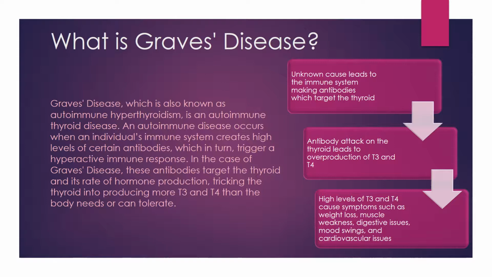So if we break it down into steps, an unknown cause leads to the immune system making antibodies which target the thyroid. Those antibodies attack the thyroid and lead to overproduction of T3 and T4. And high levels of T3 and T4 can cause symptoms such as weight loss, muscle weakness, digestive issues, mood swings, and cardiovascular issues, just to name a few.